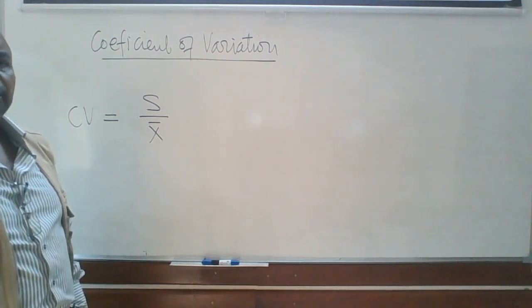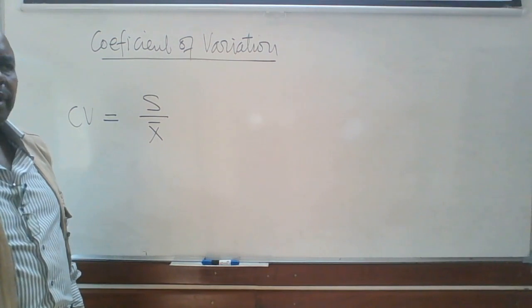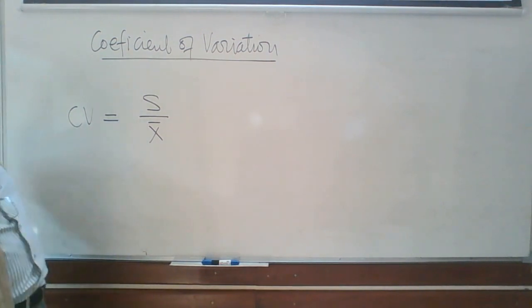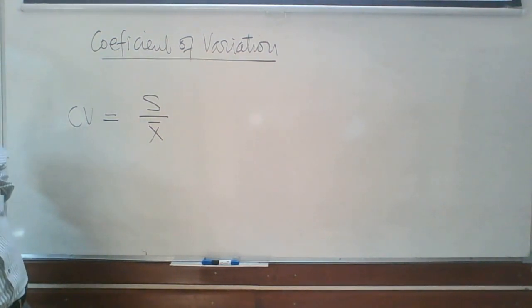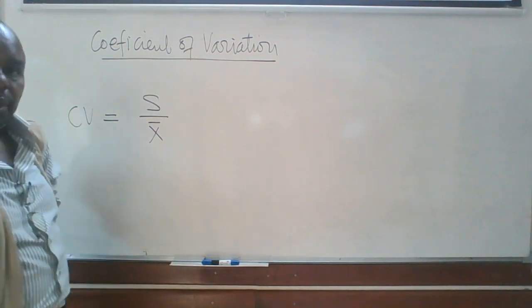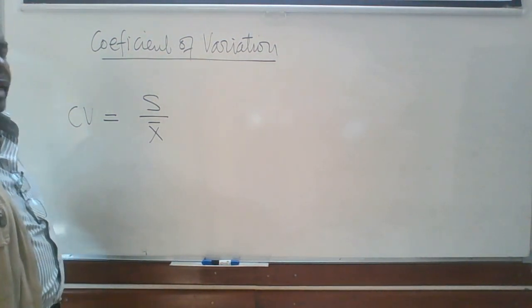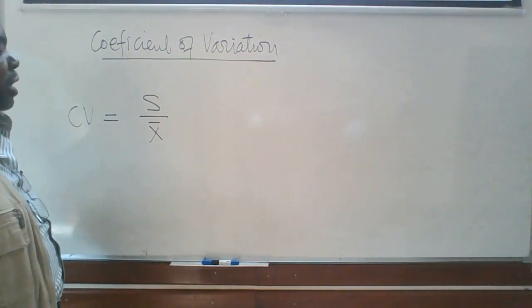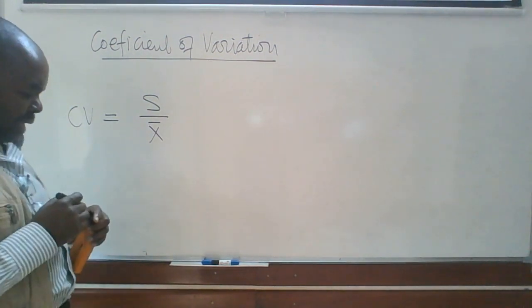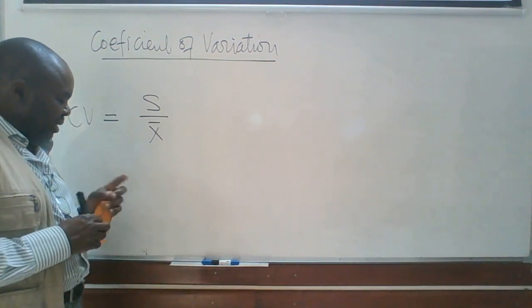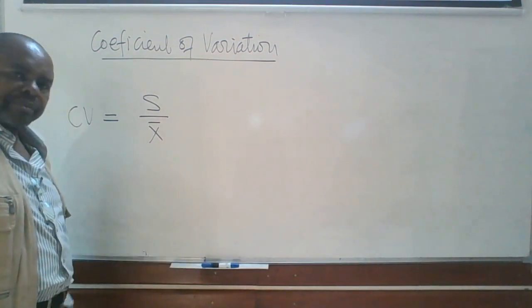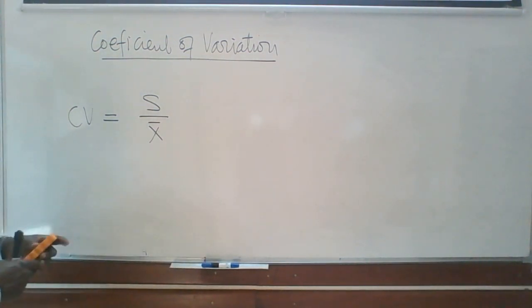So you might have samples which have big variance or standard deviation, and you might think that they are the ones that have more variance. But when you compute the coefficient of variation, you realize that in fact the sample that had smaller variance is the one that has more variation. So this is the coefficient of variation.